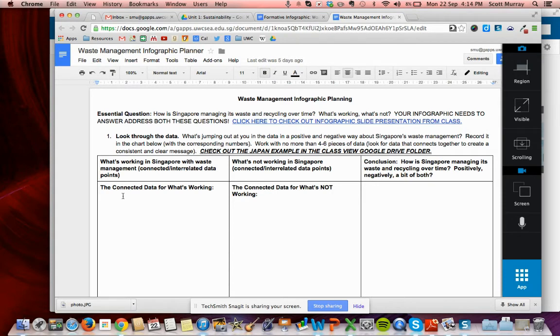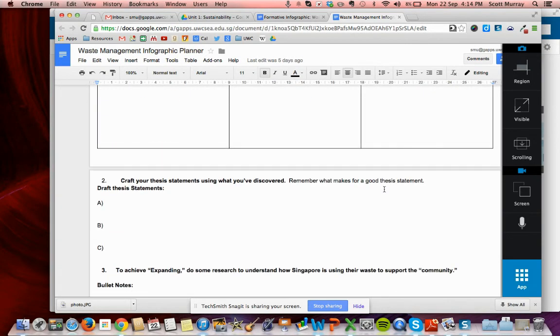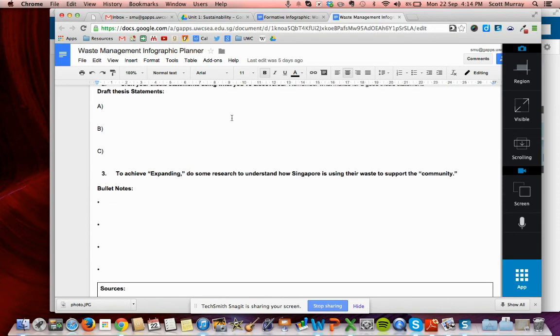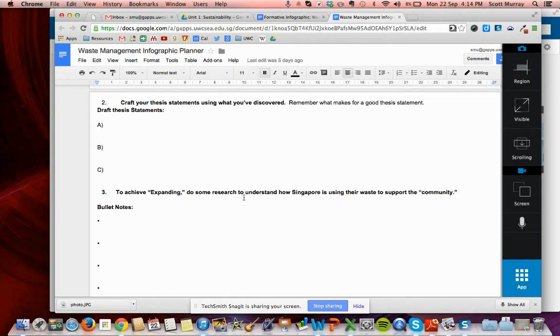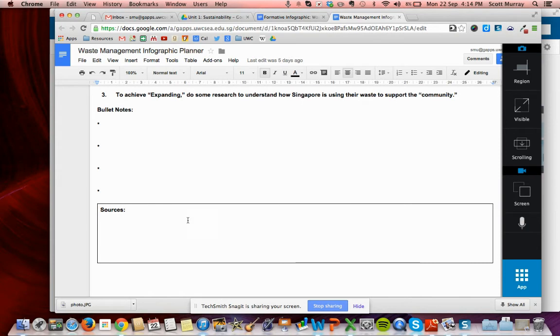So the data is for how Singapore is working well with the recycling of its waste, areas of improvement, and then any conclusions. Second page, crafting thesis statements. Remember, a thesis should be just one sentence and it brings it all together. The thesis is based off of what you have found. You do not create the thesis first. As well, I will allow you to read through in order for you to get the expanding. It says here what you need.